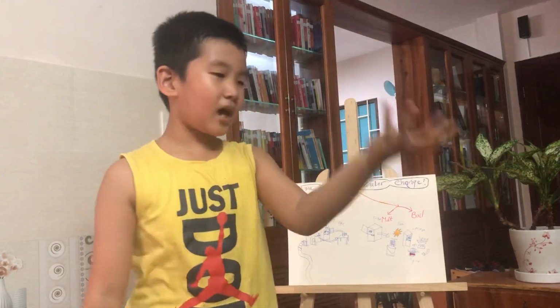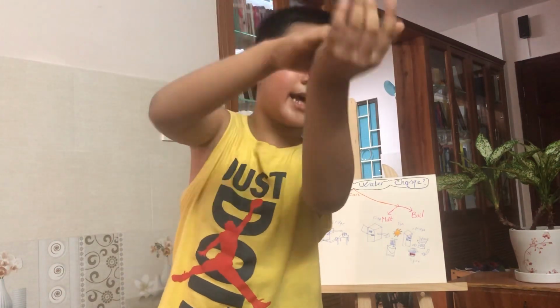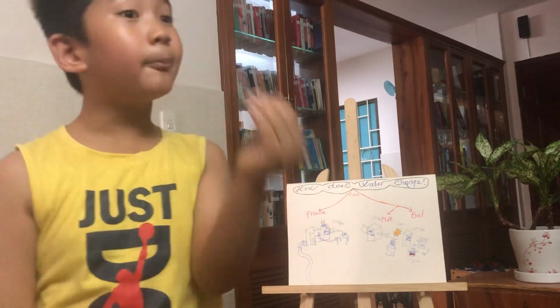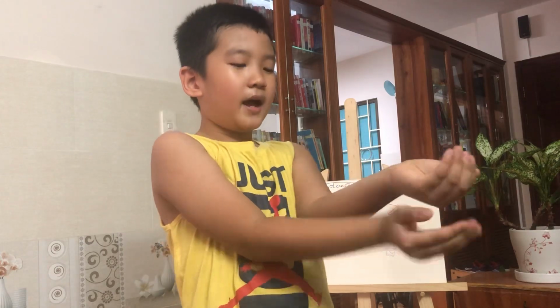So this is a bowl. You get a cup, you pour all this water into the bowl. The water takes the shape of the bowl. There's a stove under the bowl.